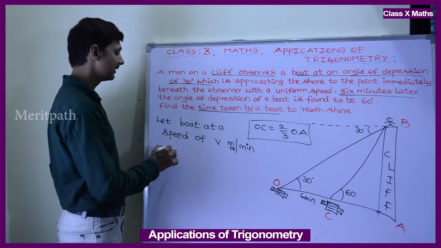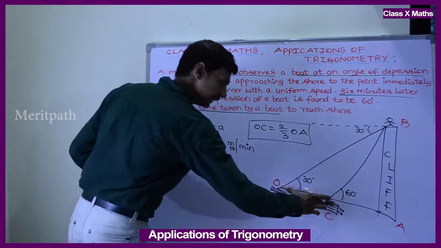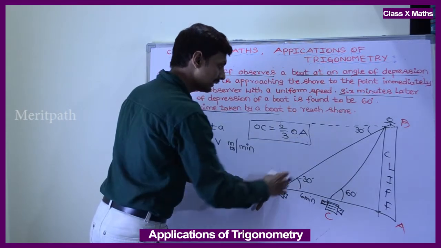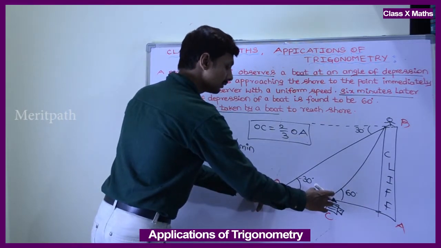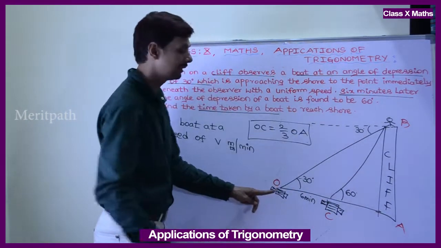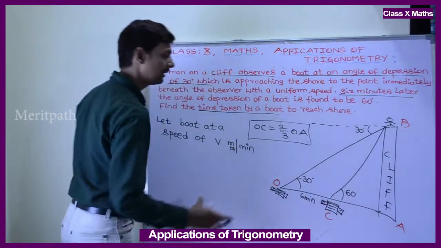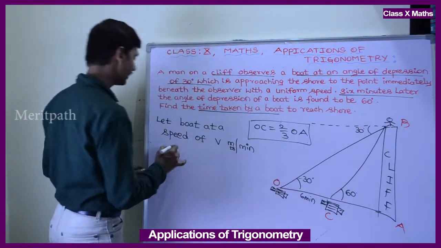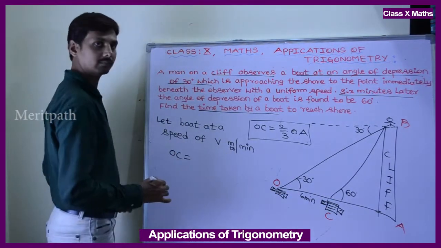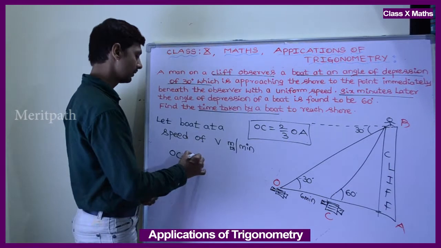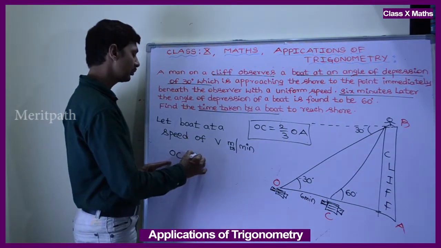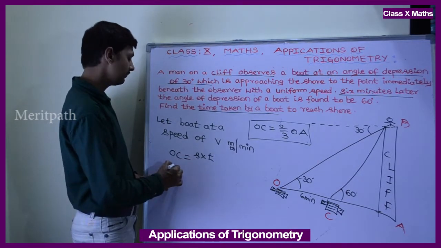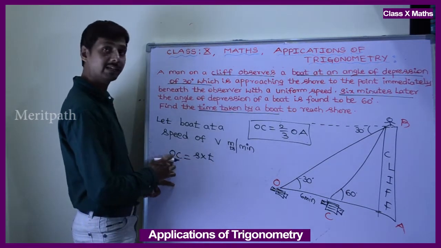So the total distance it travelled is equal to OC. It travelled from the point where it makes a 30 degree angle till the point where it makes a 60 degree angle. The distance travelled by this boat in 6 minutes is OC. So OC is equal to speed into time. We know that distance is equal to speed into time.